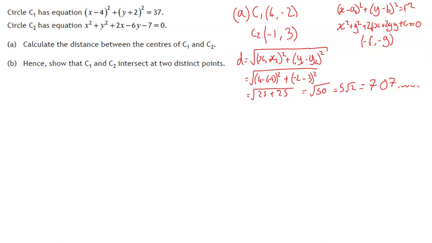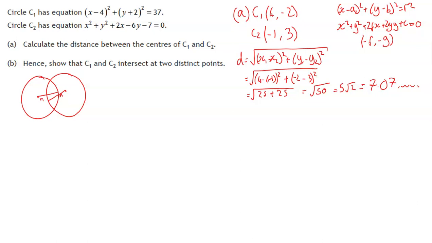Now for part B, it says hence show that C1 and C2 intersect at two distinct points. So what that means is I've got my two circles and they intersect in that manner here. Now, there's a property for this that we have to be able to prove. If I look at the circle on the left, and I go from the centre to the edge, that's going to be R1. If I then look at the circle on the right, and I go from centre to the edge, that's going to be R2.